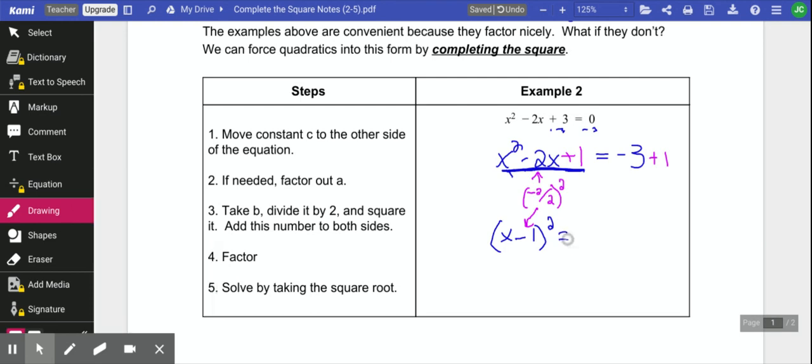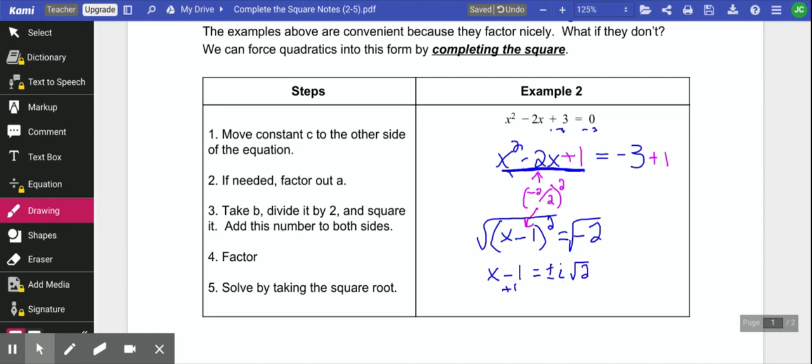The other side of the equation, negative 3 plus 1, that's just going to be negative 2. And now we can solve by taking the square root. We take the square root of both sides. So that gives us x minus 1. We introduce the square root, so we need plus or minus. We can't take the square root of negative 2, but remember that's the square root of 2 and the square root of negative 1. So this is going to be i root 2.